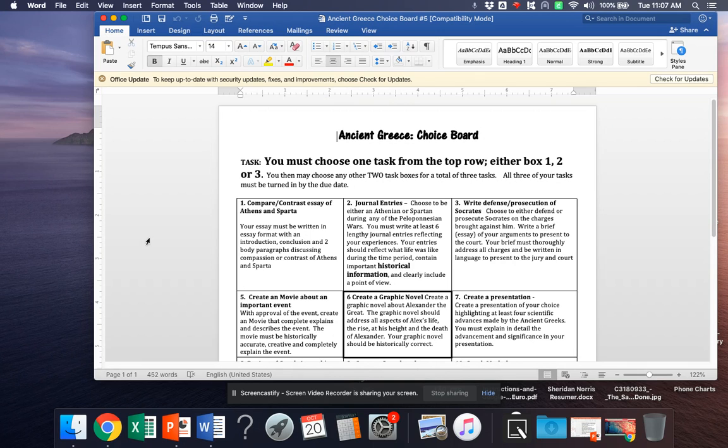Number 7 is a straight presentation of 4 scientific advances made by the ancient Greeks, and you can put that together in any way that you want. So you're going to choose 4 of these advances. You must explain in detail the advancement and the significance in your presentation.